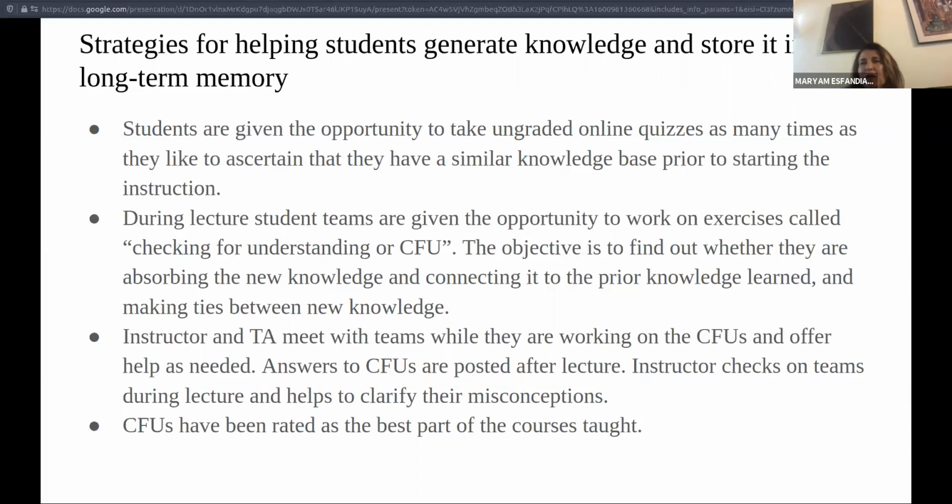These CFUs have been rated the highest part of the course by whatever class that we have taught. And one of the things that we did was that we kept the same groups all quarter. And when we divided them into groups through Zoom, most of the time we did not do random grouping. So the same people would be working on CFUs together, and on the presentation and so on.